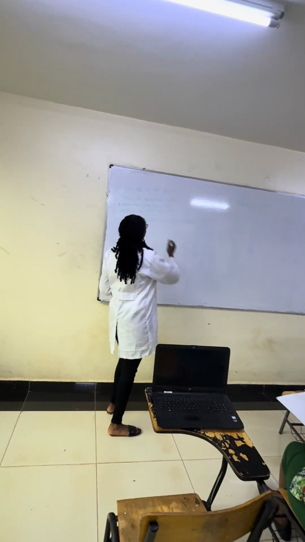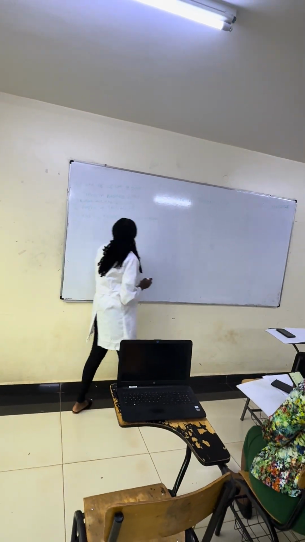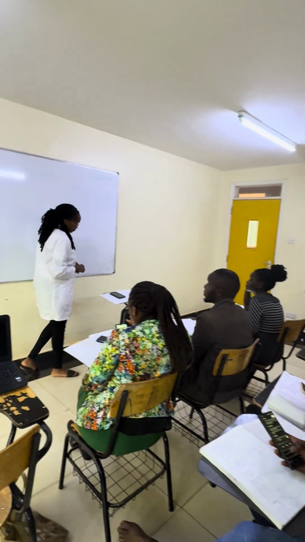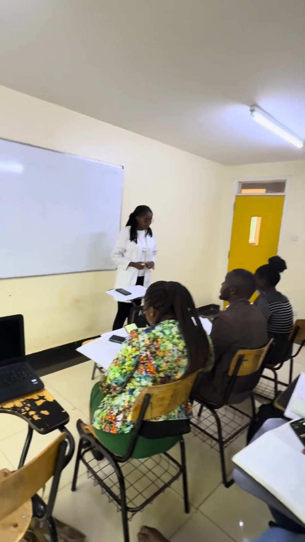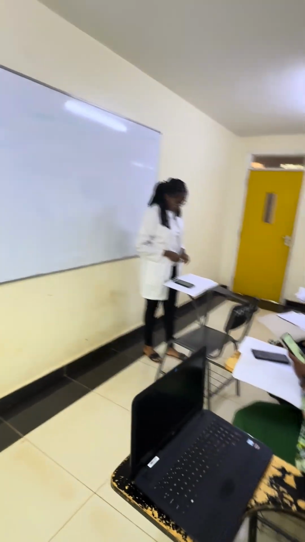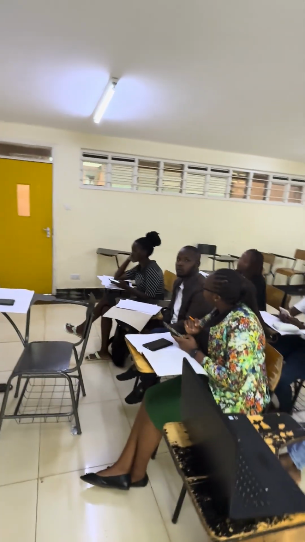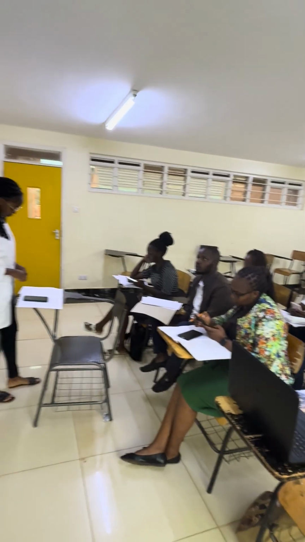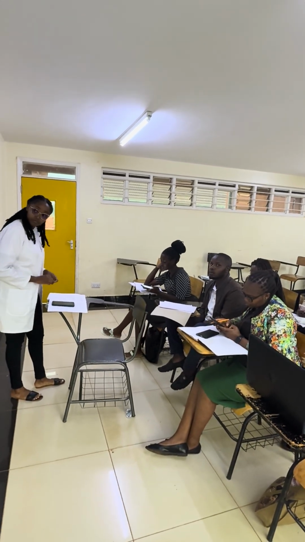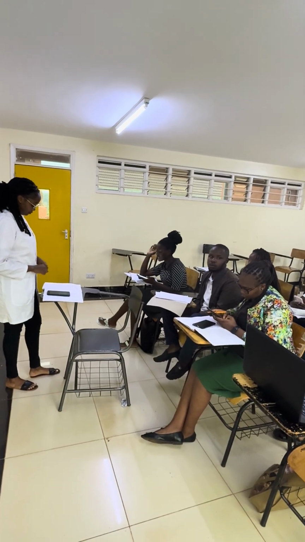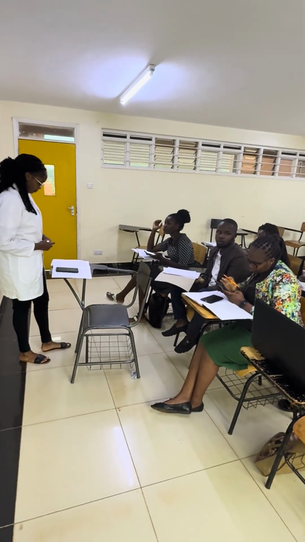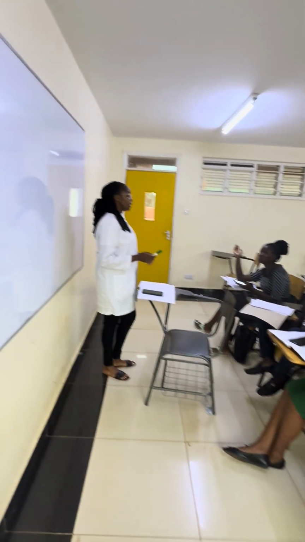What is a risk register, Sharon? A risk register is a document that is used to record all identified risks in a business, including their causes, impacts, likelihood, and control measures. Anybody else? Correct?